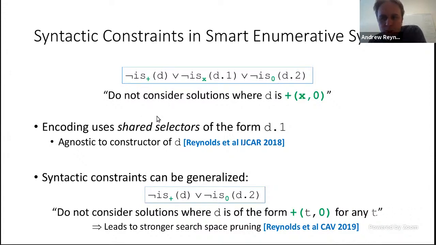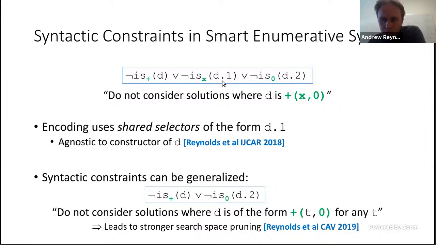Now, to make this efficient, we actually had to modify the data type's decision procedure to use what are known as shared selectors. Traditionally, data types use selectors that are unique for each constructor. However, we share these between constructors. This enables clause sharing, which is described in this HCAR paper.